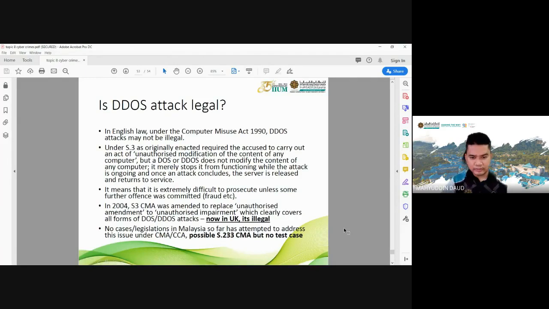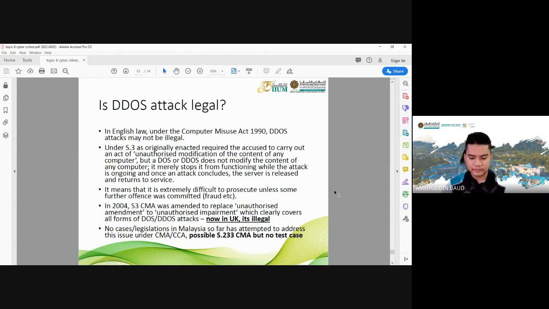So maybe another way is to use the Computer Crime Act, because maybe Sections 3, 4, and 5 can somehow be aligned to this DDoS. But again, this has yet to come to court, and we don't know whether any prosecution will be successful or not. So we hope that there will be some new development on this.